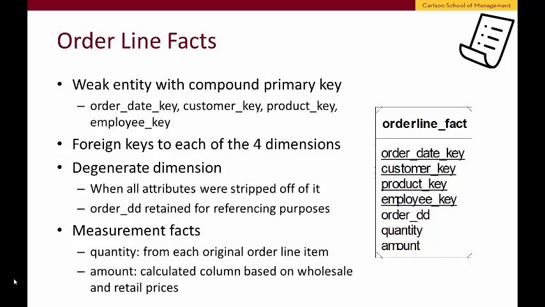Other than that, the quantity of the product ordered by a particular customer on a given date and taken by a specific employee, together with a dollar amount at the bottom, which is going to be calculated for wholesale customers based on a wholesale price if available. Otherwise, the product retail price will be used to complete this fact table.